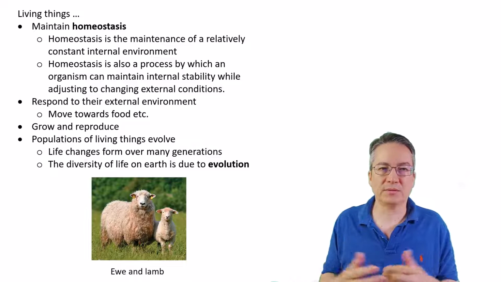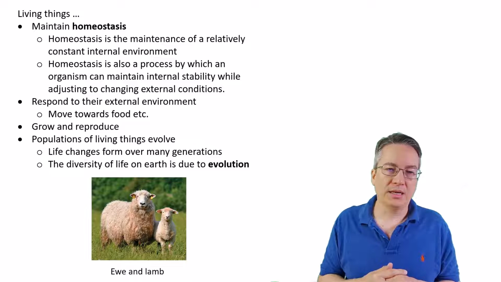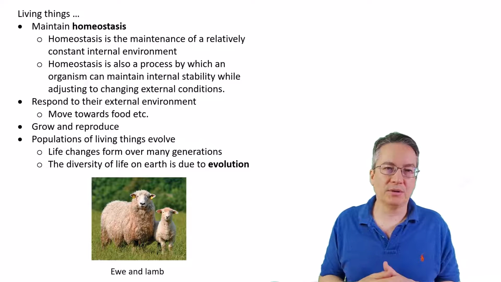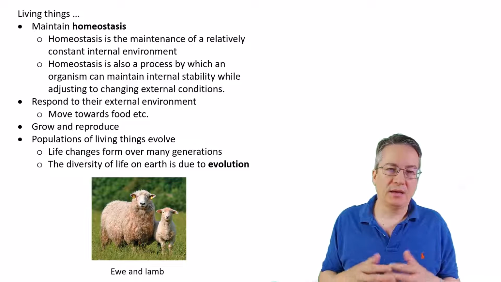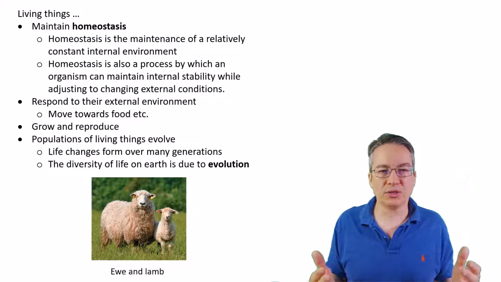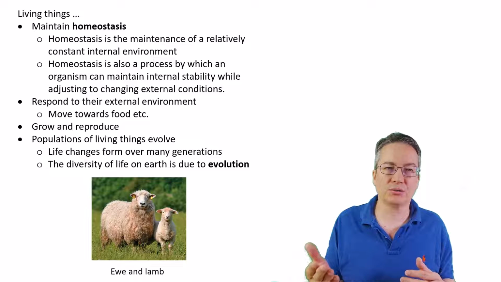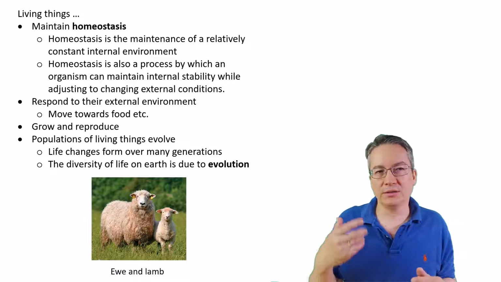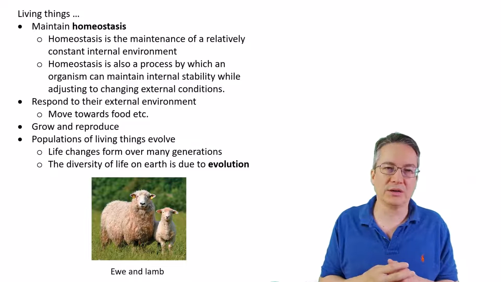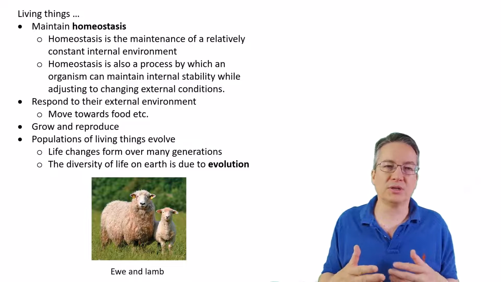So you can have the derivation of more than one species in this way. Of course, that takes a lot of time, many generations. But over time, we're talking about really millions of years, this process of evolution has given us the wonderful diversity of life that we see out there. If you just look out your window, you'll see an oak tree, a squirrel, chipmunks, all sorts of wonderful things. It's really because of evolution that we have all of this.